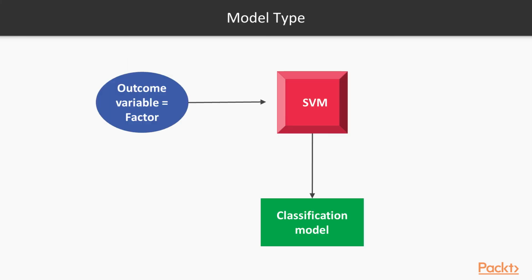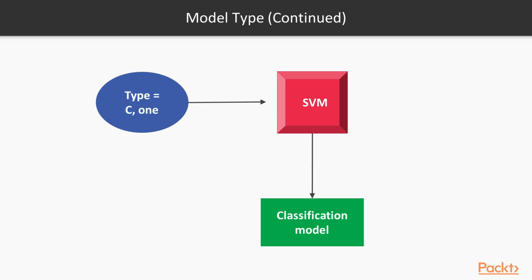In terms of the model type, by default, when the outcome variable is a factor, SVM performs classification. When the outcome is numeric, it performs regression. We can alter this by using different values for type. That's all for this video, where we learned how to evaluate our model by applying the support vector machine classification technique.